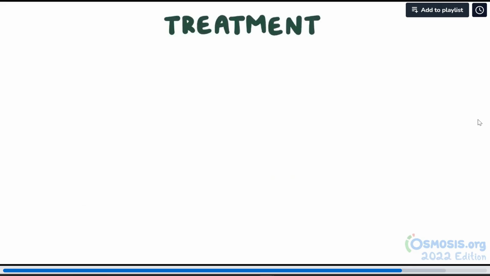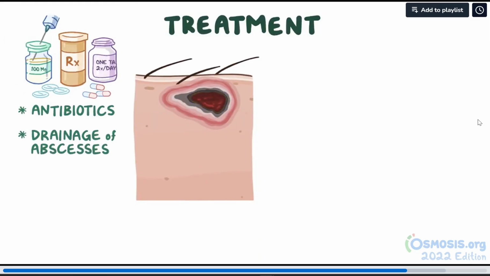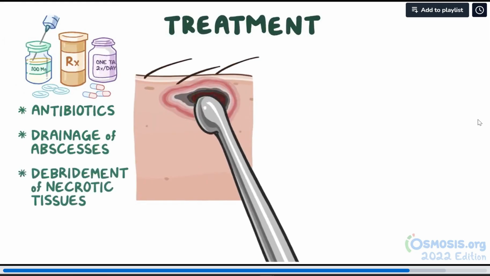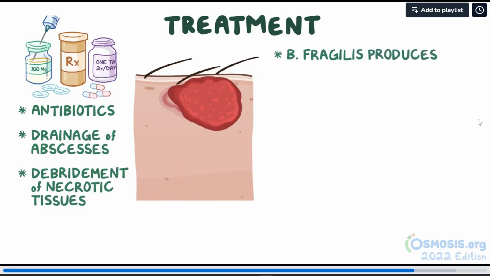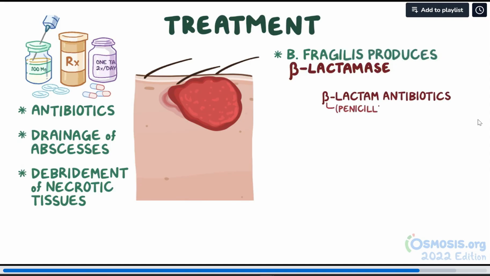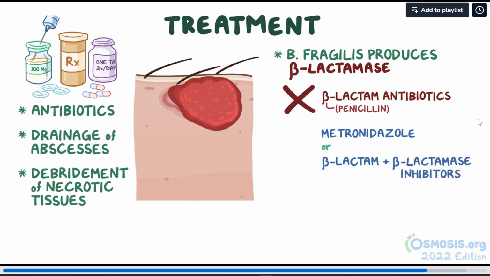Treatment of Bacteroides fragilis infections consists of antibiotics and drainage of abscesses, or debridement of necrotic tissues. However, since Bacteroides fragilis produces beta-lactamase, beta-lactam antibiotics, like penicillin, cannot be used. Metronidazole, or a combination of beta-lactam and beta-lactamase inhibitors, like ampicillin and sulbactam, are efficient.